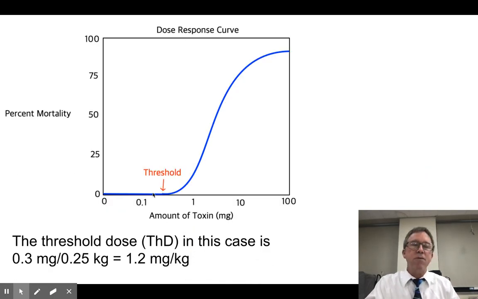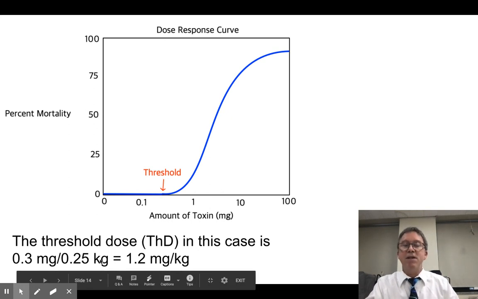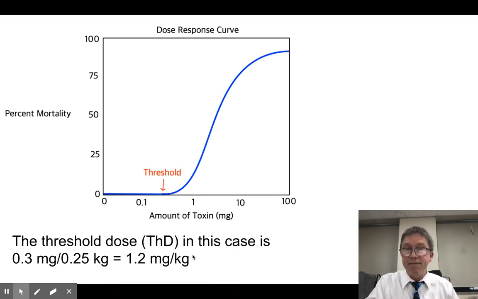So I look at this threshold. Remember, this is a logarithmic scale. This looks like it's about 0.3 milligrams. So anything below 0.3 milligrams didn't seem to do anything to any of my test subjects. My test subjects are 0.25 kilograms, so I need to divide this threshold value of 0.3 by the mass of my subjects. That gives me a threshold dose value of 1.2 milligrams per kilogram. Anything below that should not cause any mortality.